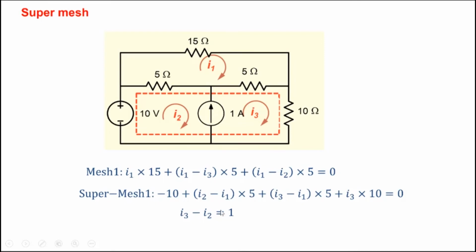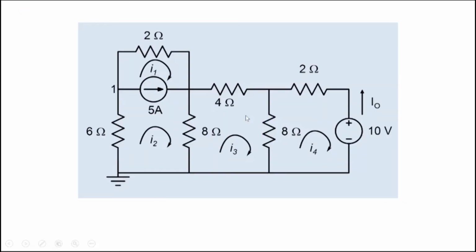So we write this out. And now we have three unknowns, I1, I2, I3. We have three equations. You can solve them up and get the answers that you're looking for. So if you do end up with a current source which is shared by two meshes, then combine them together into a super mesh.